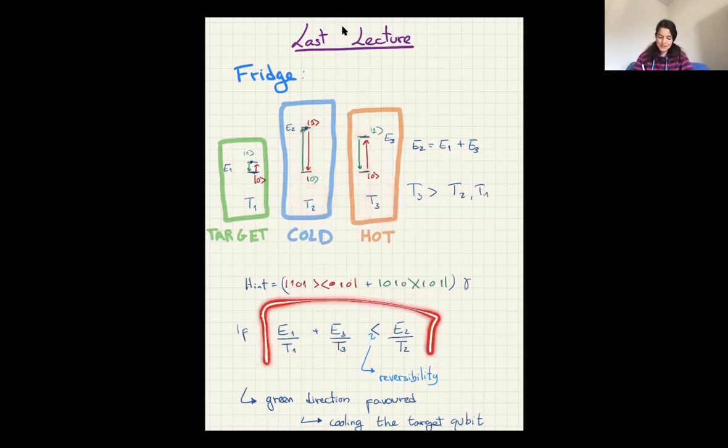Such that if we satisfy this condition, then it means that the initial state is more likely to be this than this, right? Which means that the green transition is favored. So over time, what will happen is that this green direction is favored, which means that over time we cool down the system. And the energy to cool down the system comes precisely from the energy of the hot bath minus some energy that goes into the cold bath. So this is like a mini fridge.